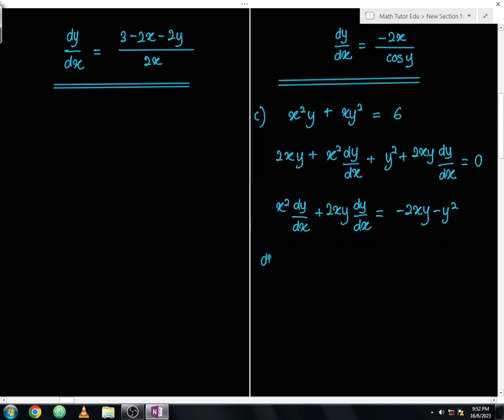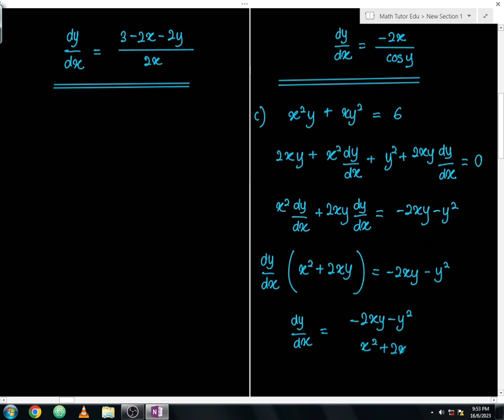Okay, let's factor them out. So dy over dx, when you factorize you get x squared plus 2xy in brackets equals negative 2xy minus y squared. Since we're going to find dy over dx, it will be negative 2xy minus y squared divided by x squared plus 2xy. So from here, negative 2xy minus y squared, and then you divide by x squared plus 2xy. Let me underline the fraction and the solution.